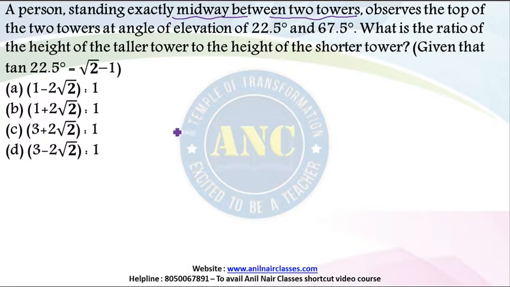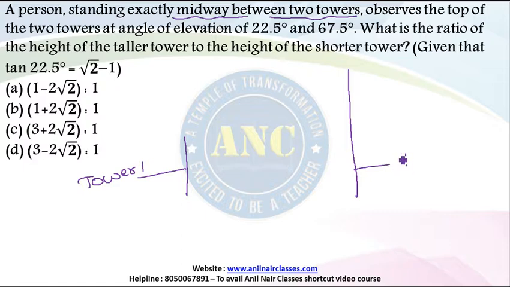Okay, let me understand statement by statement. There are two towers. This I will call tower 1, and there is another tower. This I will call tower 2. I don't know whether tower 2 is greater than tower 1 or tower 1 is greater than tower 2 at this point of time. I am just drawing a rough estimate at this point. A person standing exactly midway between two towers.